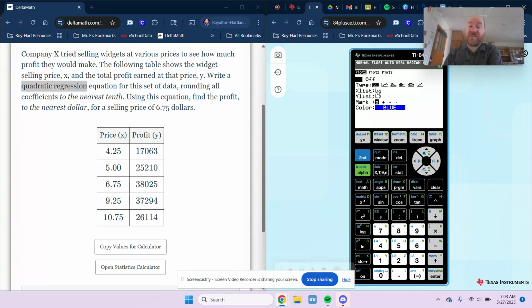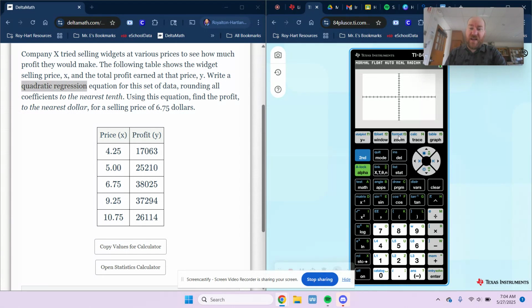When you have an X and a Y value represented in a table and you have a bunch of data, the best way to look at that is usually a scatter plot. So that's the first option. Our X list is L1 and our Y list is L2. And our marks can be squares. Now, when I hit graph, nothing's going to show up, or we might see a little bit.